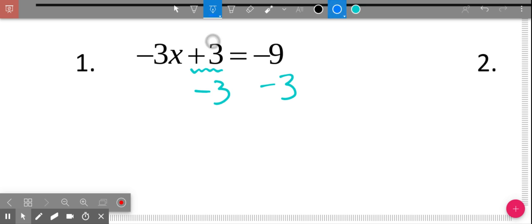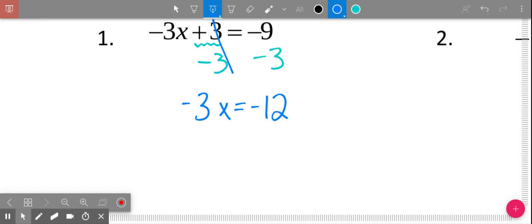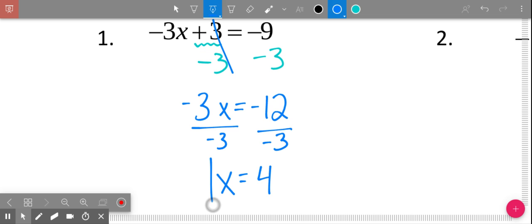When I do that, these cancel out, which is great. That's what we wanted. So I have negative 3x equals negative 9 minus 3. We're already negative and we're subtracting more, so it's going to give us negative 12. From here, we're going to divide out the negative 3, and we'll get x is equal to negative 12 divided by a negative 3. The negatives cancel each other out, and I'll have a positive 4. So our answer for this one is a positive 4.